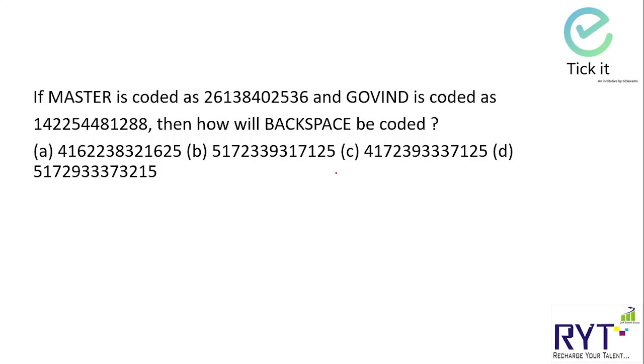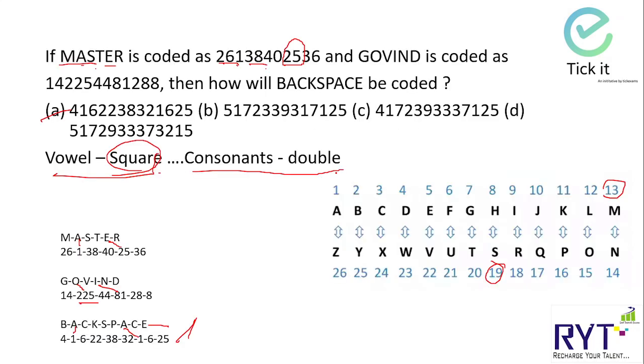Master is coded as something. Govind is coded as something. Again, we have vowels and consonants here. If you observe in this question, vowels are getting squared and consonants are getting doubled. Because M means 13, but it is given as 26 as the first letter. So we can understand that the consonant M was 13, but it has become 26, so it is doubled.